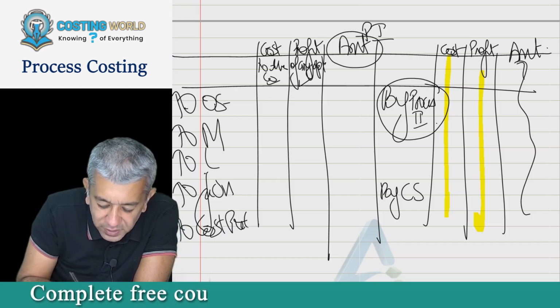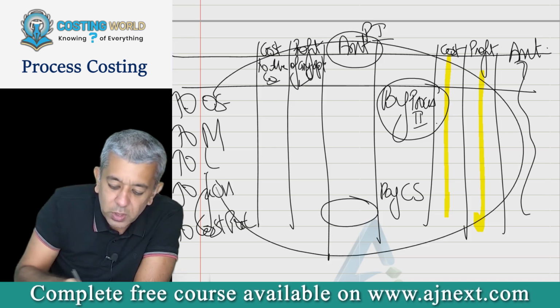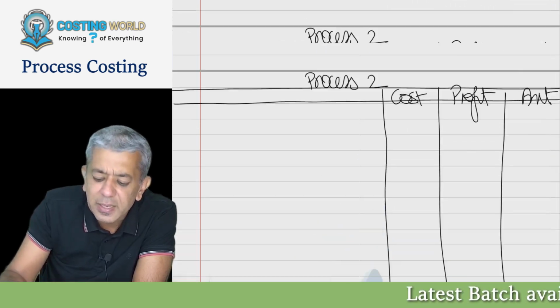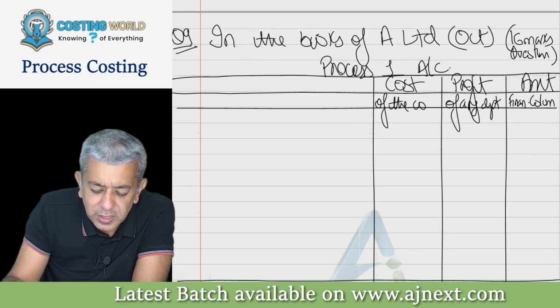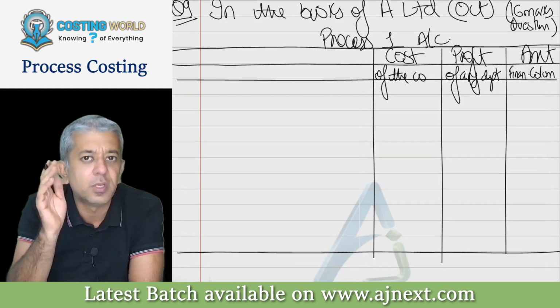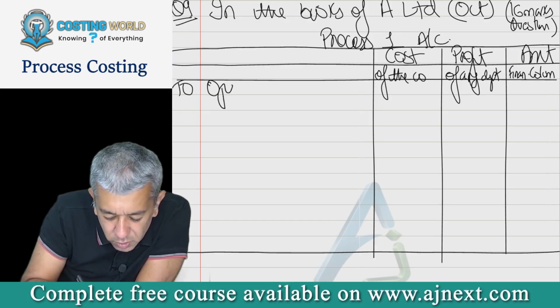That profit will be transferred to the costing profit and loss account. Okay, this is what I am doing. It's only that to make it slightly neater, I'm trying to do things in this particular format. That's it. Otherwise it is actually the same thing. So let us start now. First of all, in this case, write down opening stock.